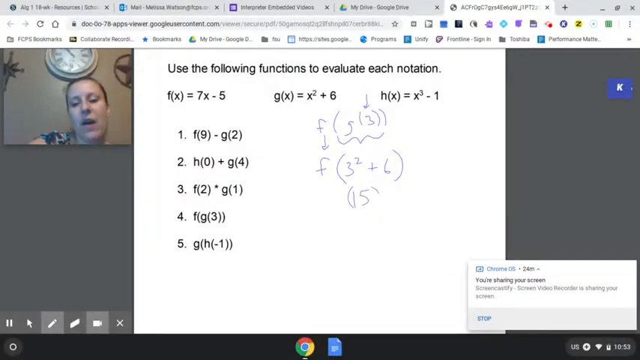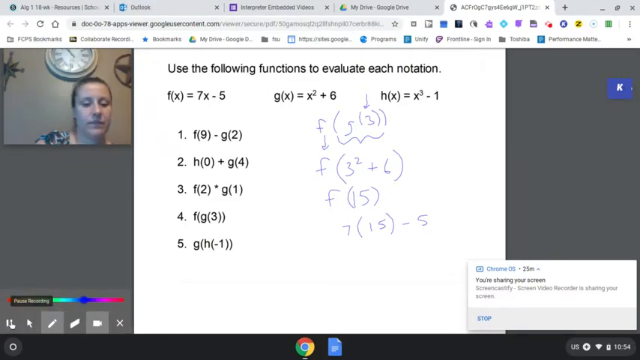So now we see that we're evaluating f with an input of 15. So f of 15. If we plug 15 in for x into f's function, that would say 7 times 15 minus 5. Okay, let's grab those calculators. This one's a large value. Okay, 7 times 15 is 105, minus 5 gives us a final answer of 100.